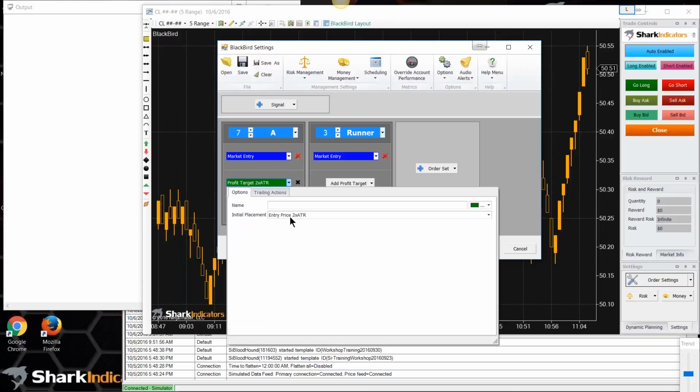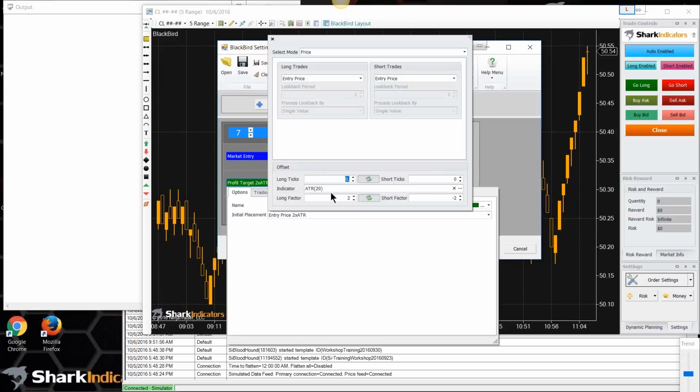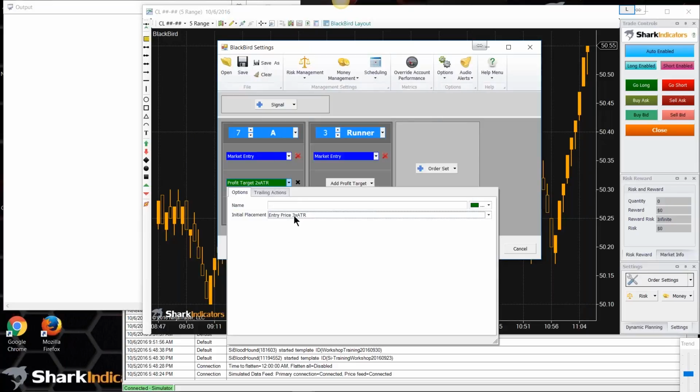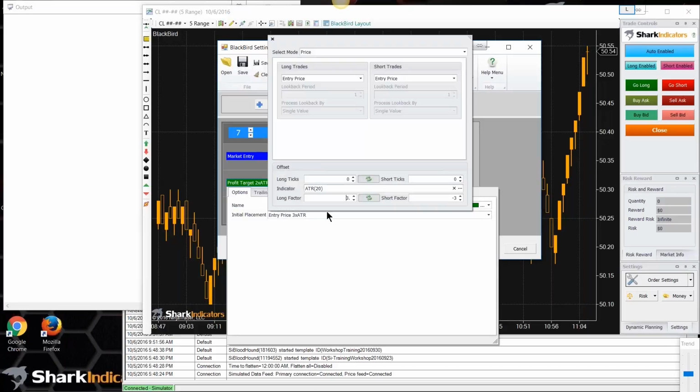And if you want, you can go in here and, let's say 2 ATR is not enough, let's say you want to try and capture more profit, you can just go in here and you'll notice now we're using a long factor. So we could just increase the long factor up to 3. And now we have a 3 ATR profit target. Right? A 3 ATR.